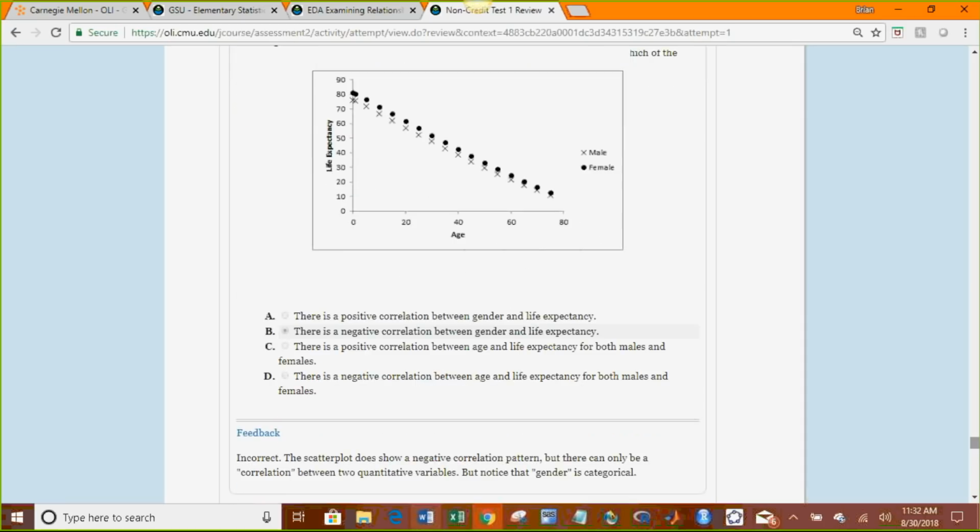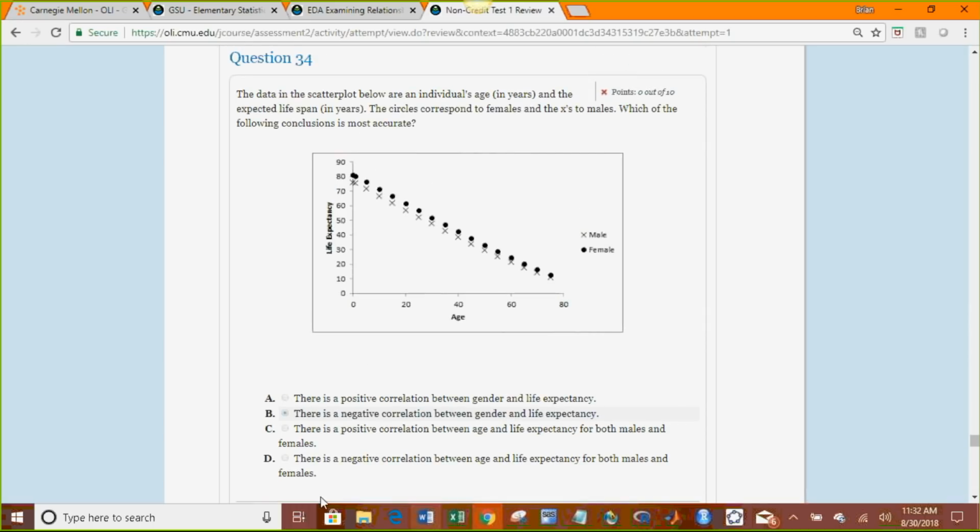I'm sorry. See, there's a negative correlation between gender and life expectancy. So if you look at this question here, question 34, there is another option that says there is a negative correlation between age and life expectancy for both males and females. And you can see that in the scatter plot. We have two groups, X's are males, circles are females, so actually that should have been the answer choice D. I didn't read all the choices. I saw negative correlation and assumed.